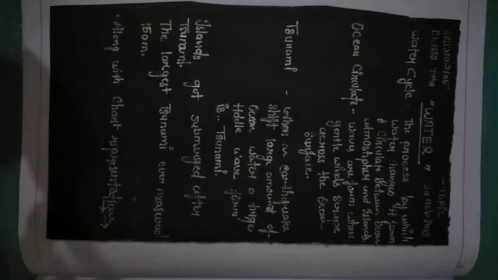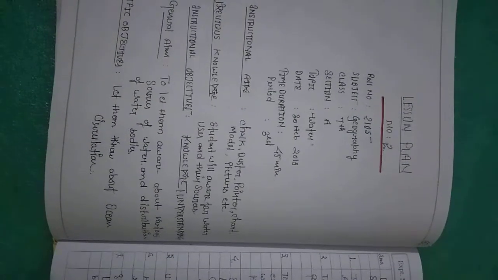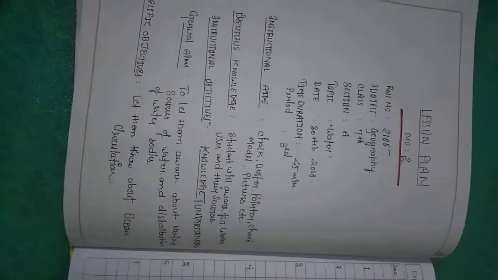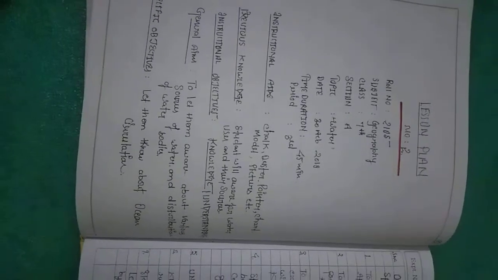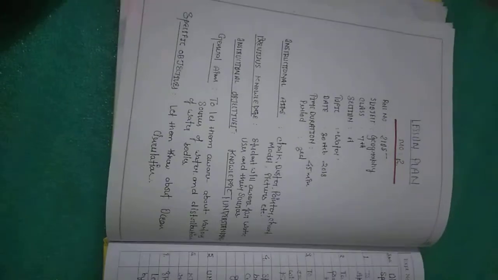The most important topic for the geography lesson plan is water. This lesson plan is on class 7 and the topic is water. Firstly, you should mention the important section, roll number, subject, class, section, topic, date, time, duration, period, and the instructional aids such as chalkboard, pointer, chart, model, pictures, etc.